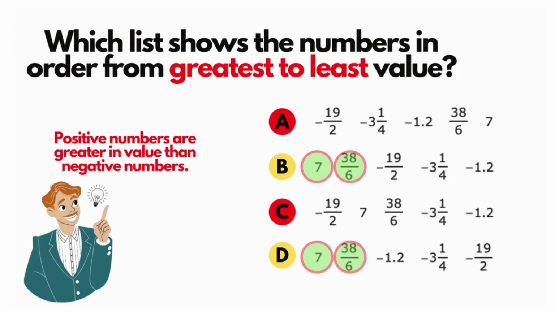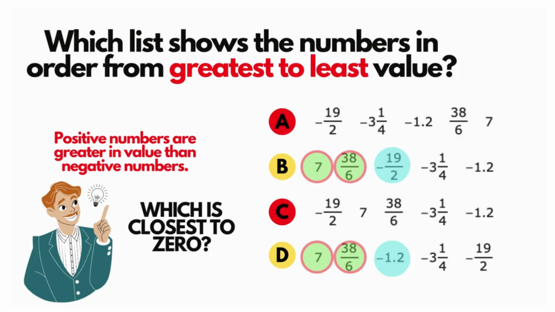So now we have to move to our first negative number. They are different, so we're going to look at this and see what's going on. We've got negative 19 halves and negative 1.2. So our question is, which of those is closest to 0?